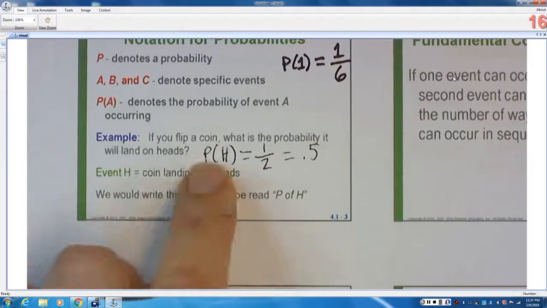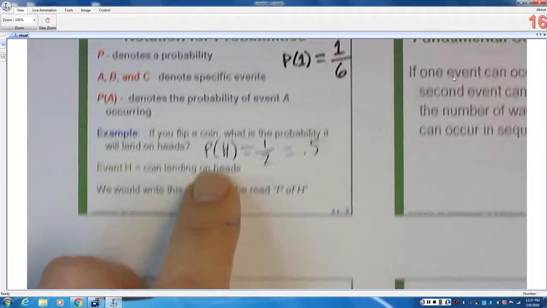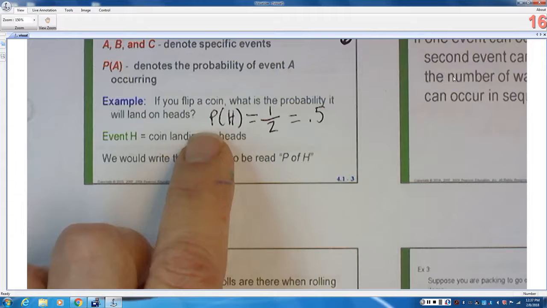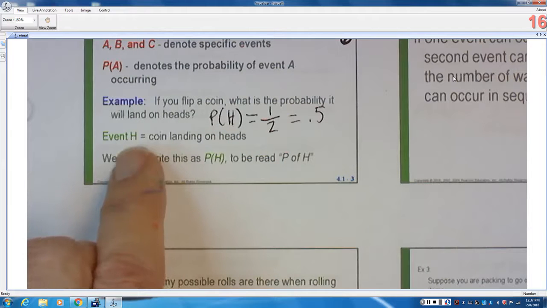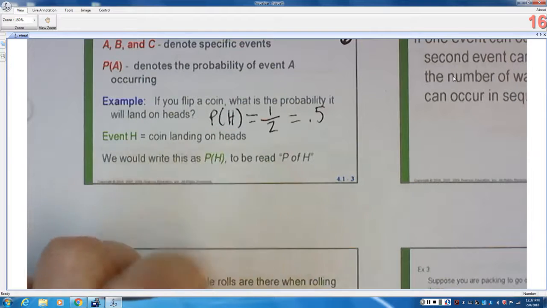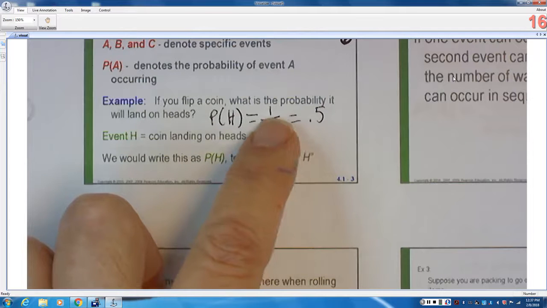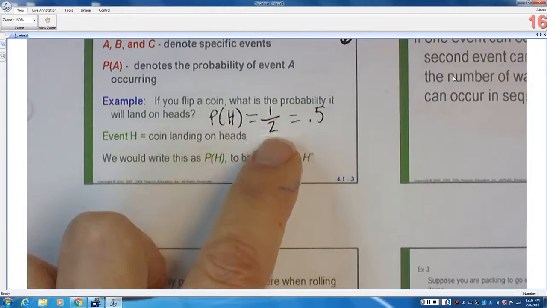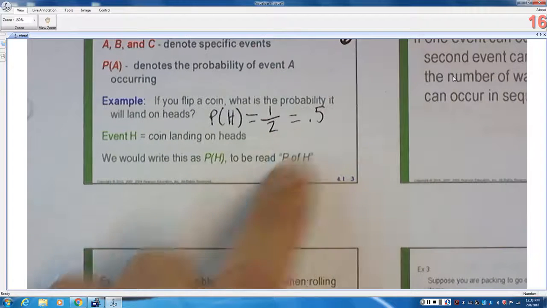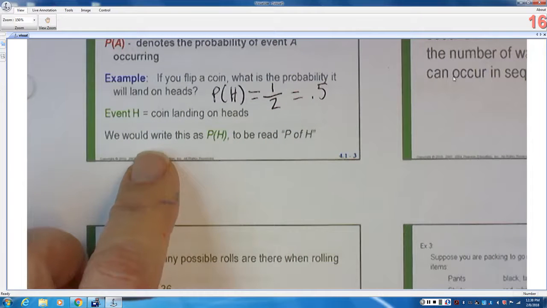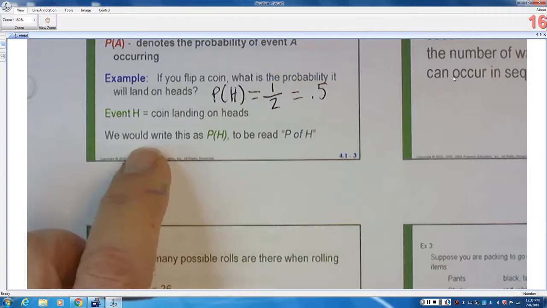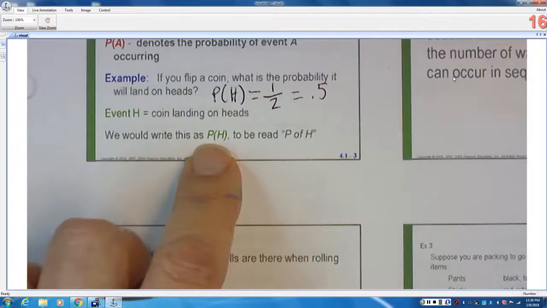So, for example, if you flip a coin, what's the probability it lands on heads? The notation for that is P of H, because we're going to use H to represent the coin landing on heads. And so what would that be? On a fair coin, you'd have 1 chance out of 2, or 0.5. We're going to write our probabilities as decimals. And this is just the notation.